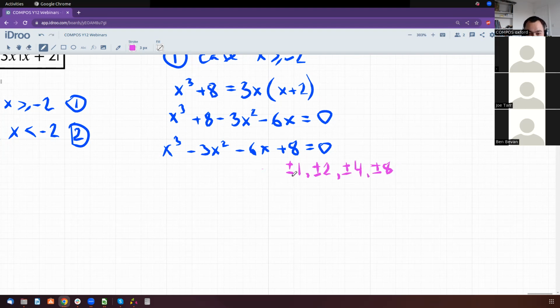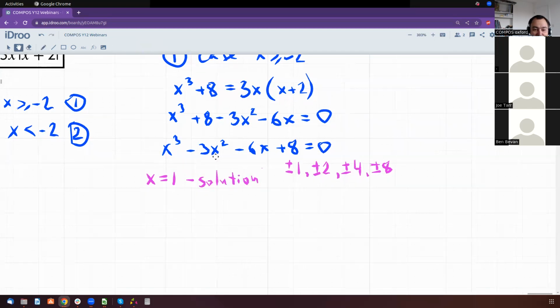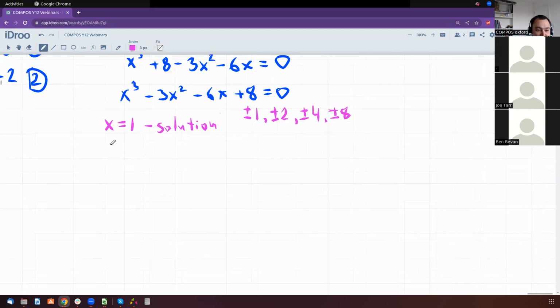So we start testing. We're testing 1. Let's see if 1 is a solution: 1 minus 3, that's minus 2, minus 6, then plus 8, plus 8. Oh, perfect. x equals 1 is a solution. So I'm going to factor out x minus 1. Using the factor theorem, we say that x minus 1 is a factor.